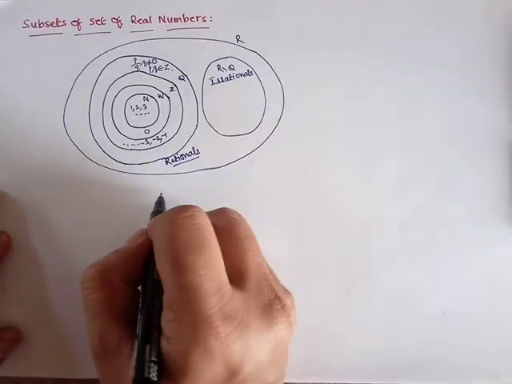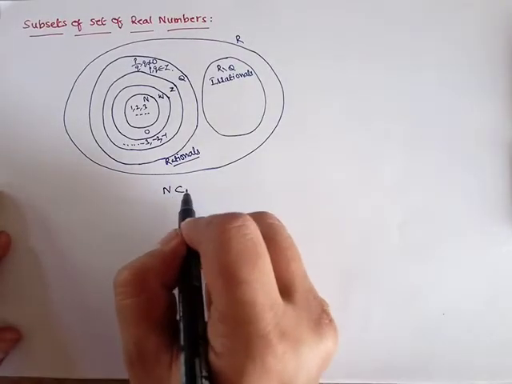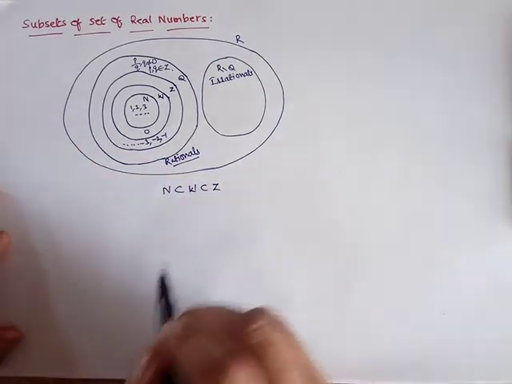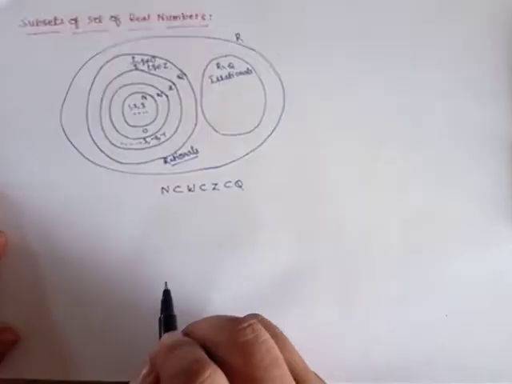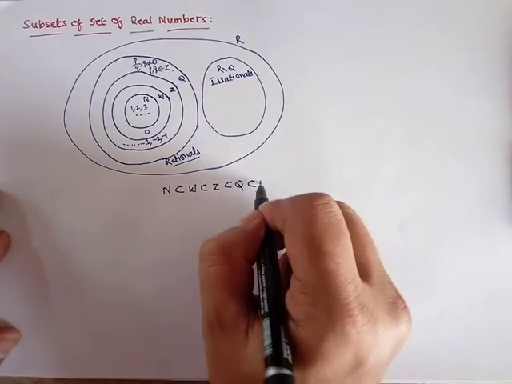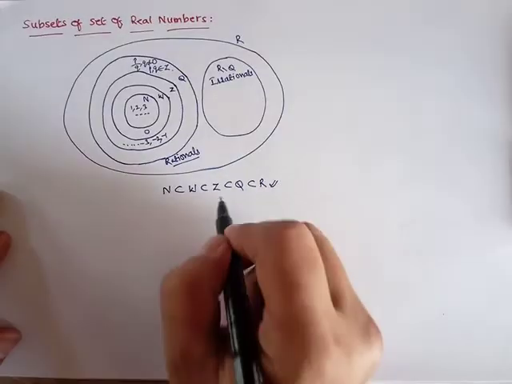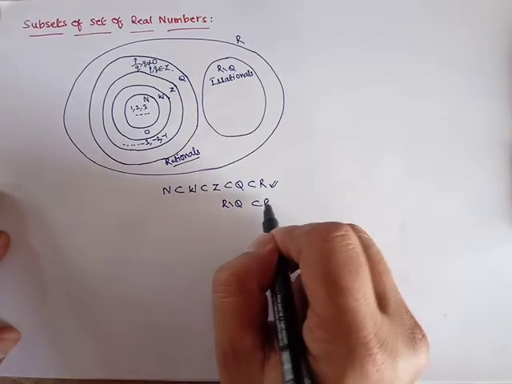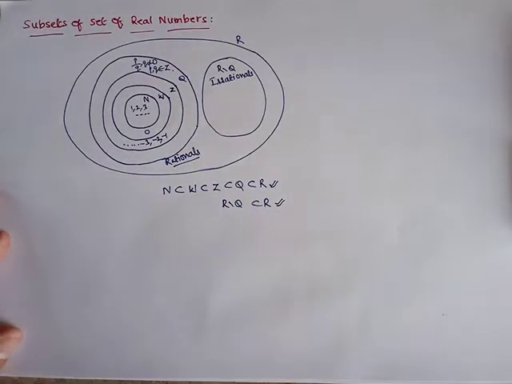So simply we can write N is a subset of whole numbers, which is a subset of Z, Z is a subset of rationals, rationals are a subset of reals. And one more, R minus Q, that is irrational numbers, are also going to be a subset of real numbers.